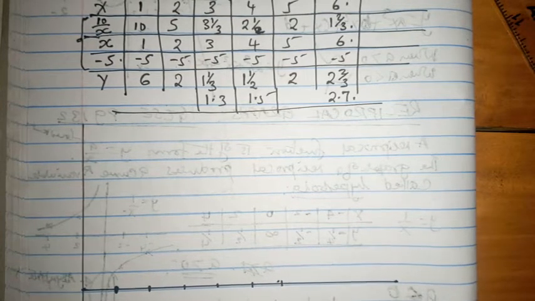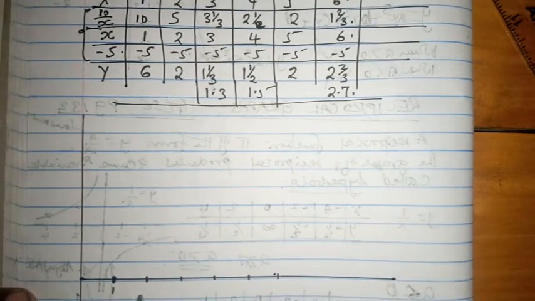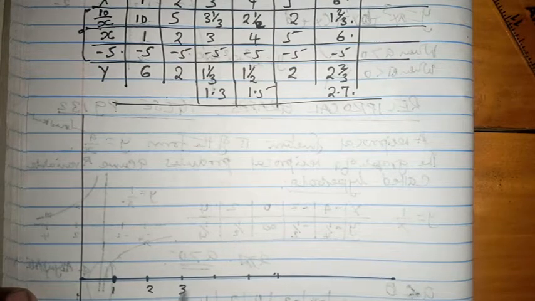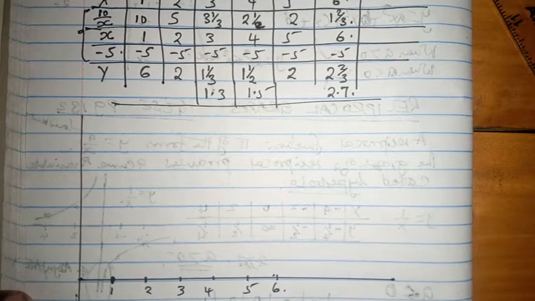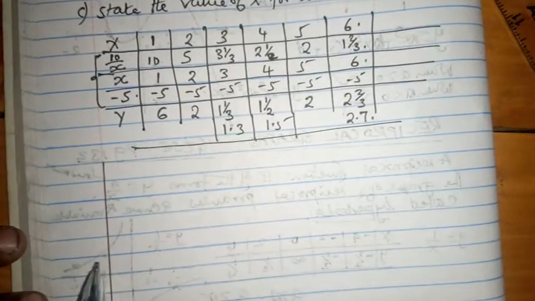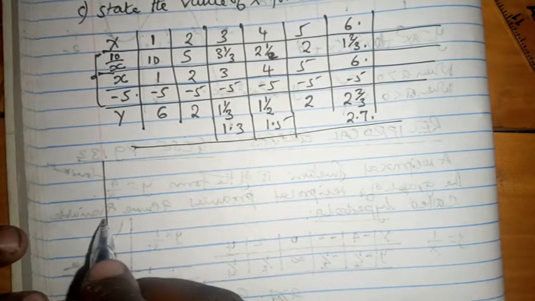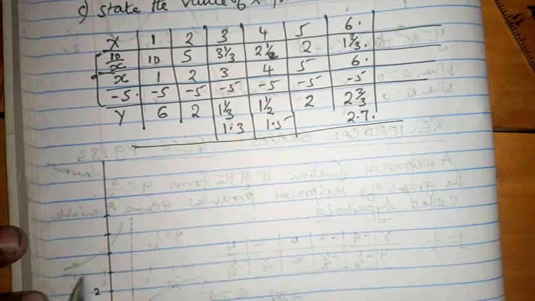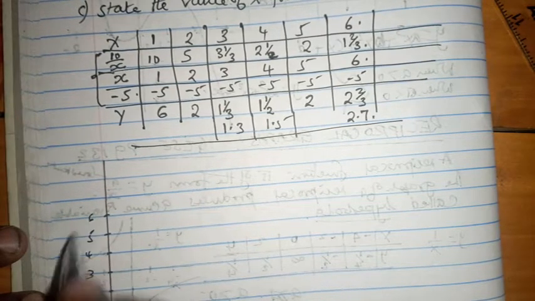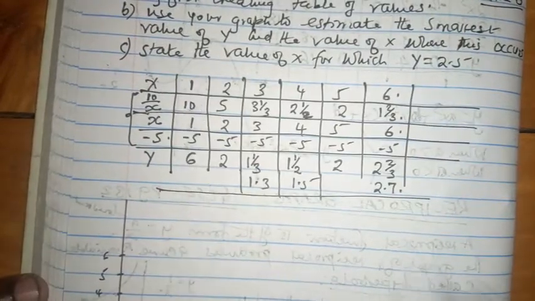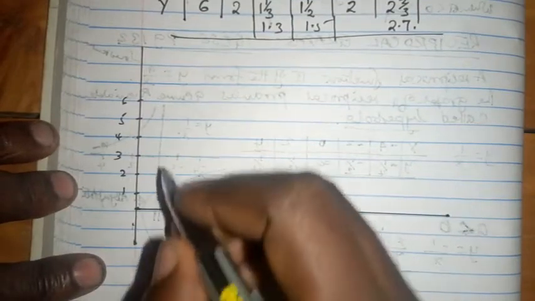Of course, when you're using graph paper, it's well calibrated: 1, 2, 3, 4, 5, and 6. When x is 1, according to the table, y is 6. When x is 1, y is 6.